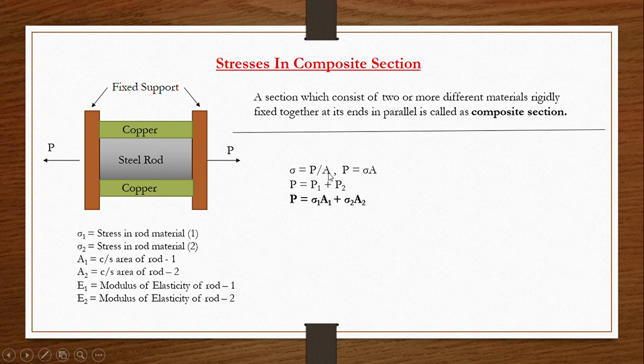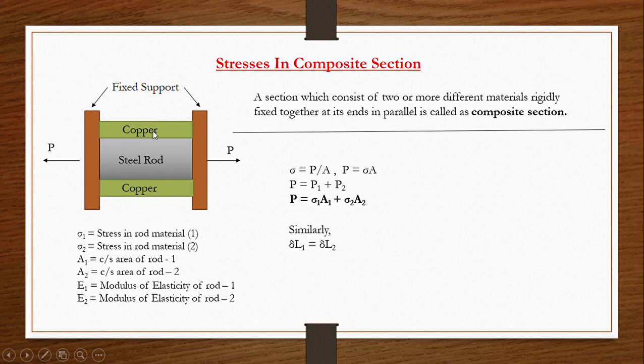If you take A multiplied to sigma, then P will be sigma into A. The total force sustained by the whole body is nothing but the force sustained by the first part plus the force sustained by the second part, that is P1 plus P2. As the value of P is sigma into A, we can take P1 equal to sigma 1 into A1 plus P2 will be sigma 2 into A2.